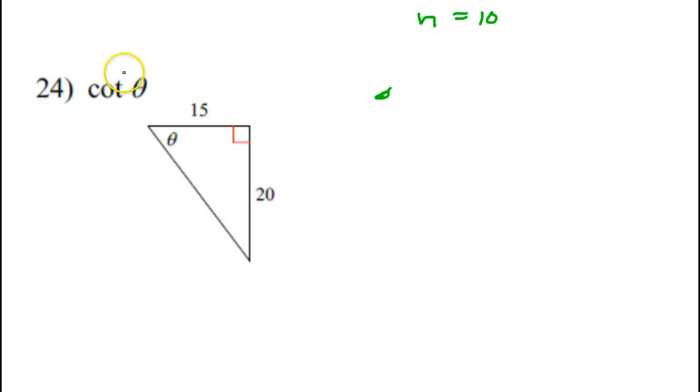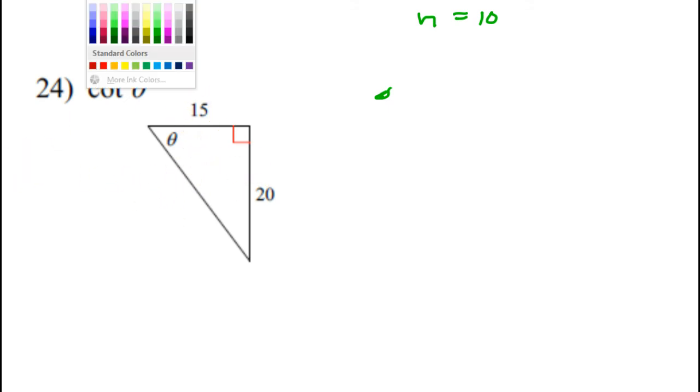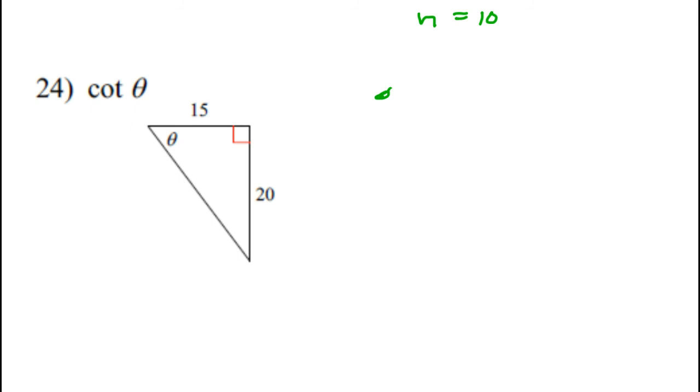Now for number 24, normally we would find the hypotenuse, but we're actually not going to need the hypotenuse this time. Now the cotangent function is a reciprocal trig function. So I like to start with the regular trig function, tangent. So what's the tangent of theta? Tangent is opposite over adjacent. So tangent of theta would be 20 over 15.